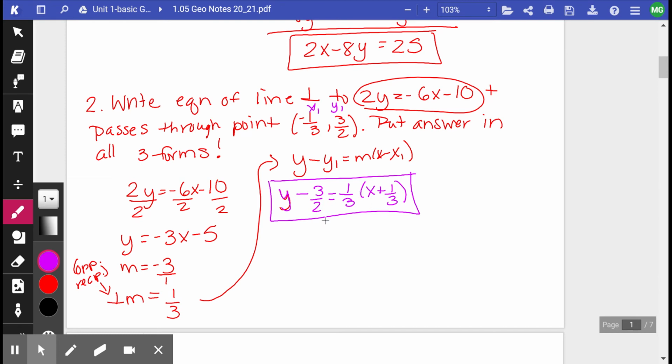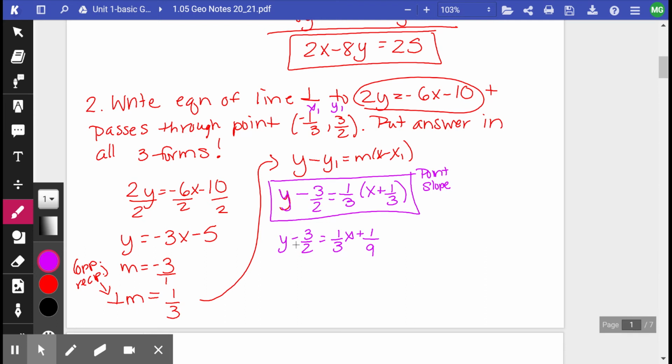Now, to get to our next forms, we're going to distribute our 1/3 into the parentheses here. So this is point slope form. So now I'm going to distribute this into the parentheses. So you get plus 1/9.